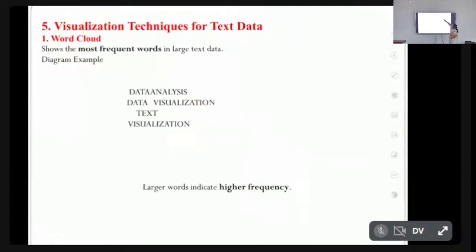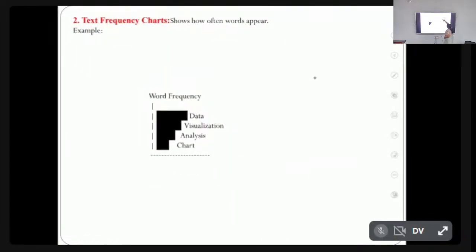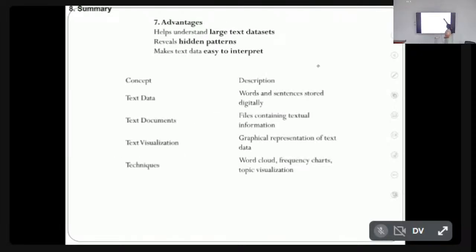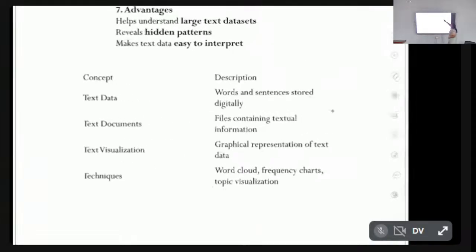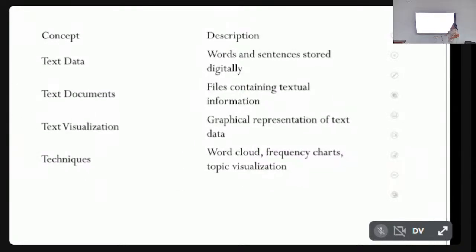Yes, put on this example. Next, write down. Just put this one. Text data means words and sentences stored digitally. All the previous ones were diagrams. Text data means nothing but words and sentences stored digitally.